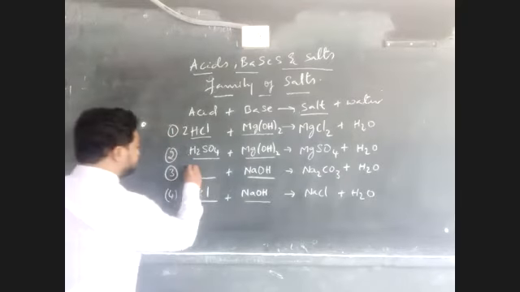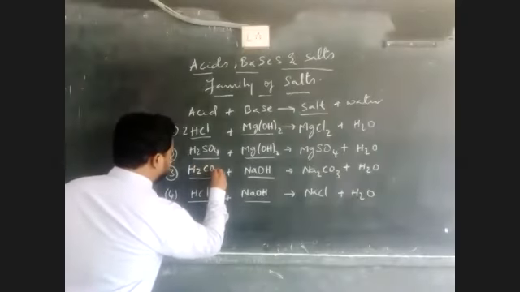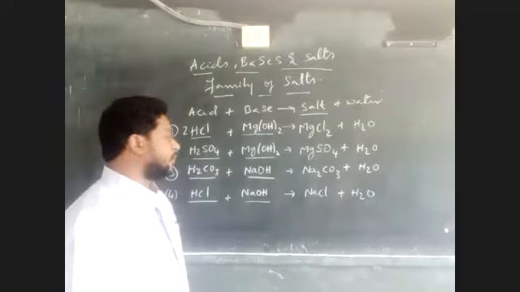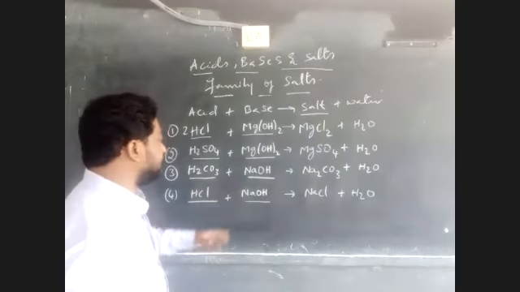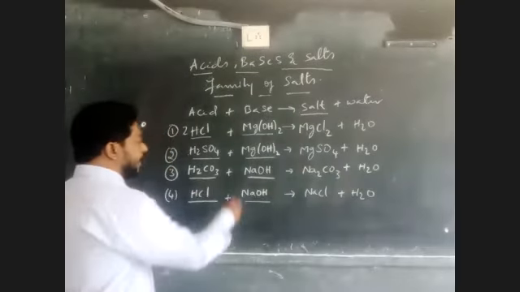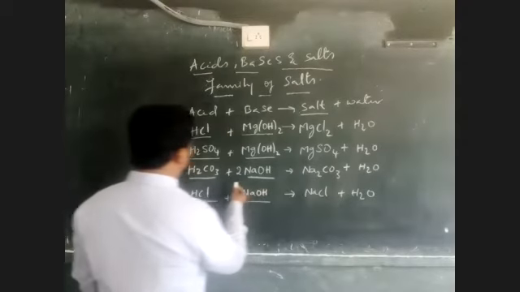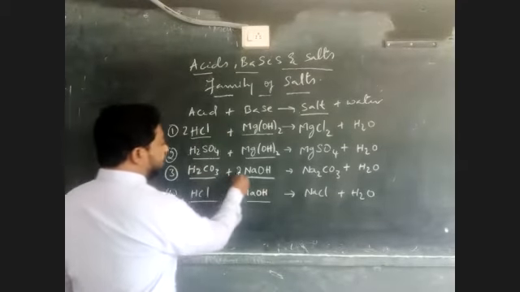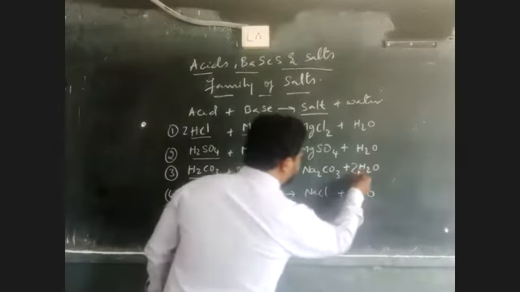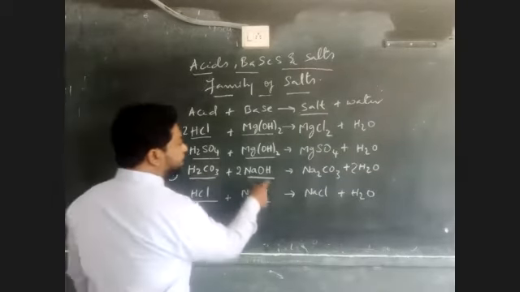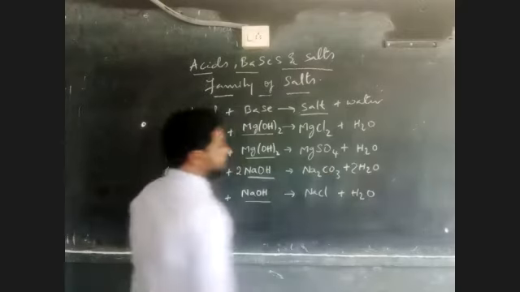That is H2CO3. Now it is not balanced, so we go for balancing. I write 2 here. So total hydrogens are how many? 2 and 2, 4. So I'm going to write 2 here, 4. And oxygens are how many? 3 and 2, 5.